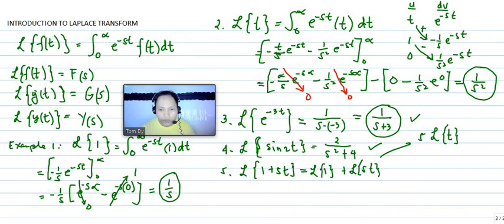Therefore, for this case, the Laplace transform of 1, we know that the Laplace transform of 1 equals 1 over s. 1 over s plus, of course, the Laplace transform of t, we have here 1 over s squared. That is the Laplace transform of t, multiplied by 5, that is 5 over s squared.